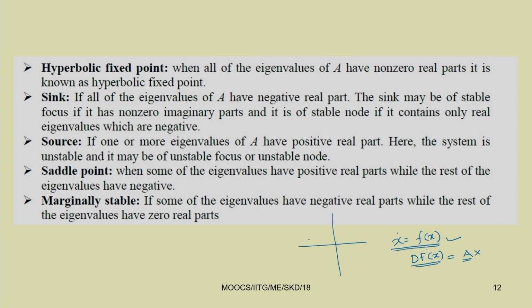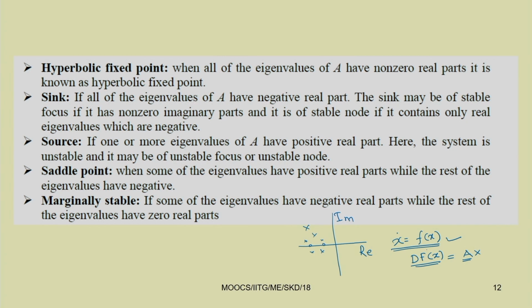If you plot, this is the real part of the eigenvalues, this is the imaginary part. You take all the eigenvalues for different system parameters. If the eigenvalues are on the left hand side of the S plane, then the system is stable. Here the hyperbolic fixed points.